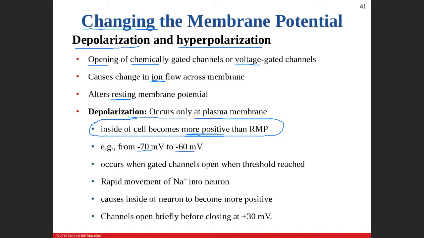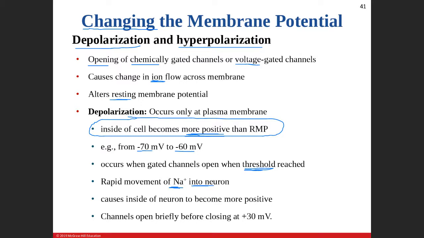To do that, we're going to open up a gated channel. It can be chemical, it can be voltage gated, regardless. We need a stimulus, and that stimulus has to cause that channel to open up. When it does, we call that reaching the threshold, and we'll talk about what that threshold is. So in depolarization, we've opened up a channel, and sodium is going to enter into the neuron.